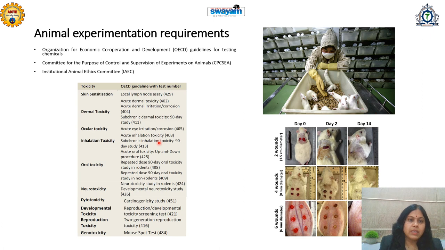So: skin sensitization, dermal toxicity, ocular, meaning eye toxicity, inhalation toxicity, oral toxicity, neurotoxicity, cytotoxicity, developmental toxicity, which is also called reproduction toxicity, and then genotoxicity. So there are various toxicity assays and their procedures mentioned in these guidelines, and learners can follow them if they have to use them.